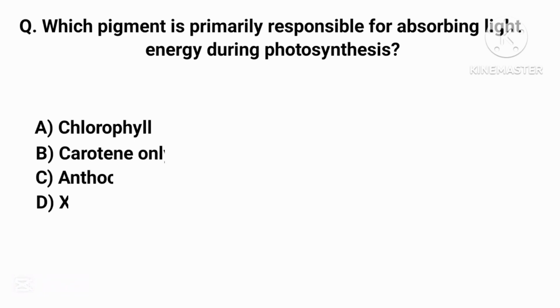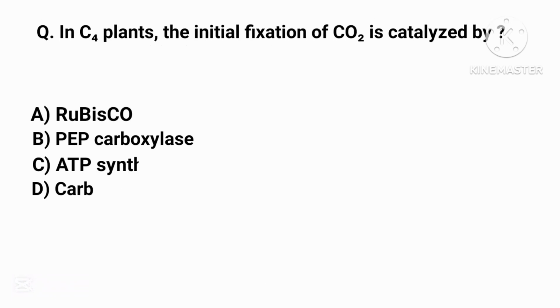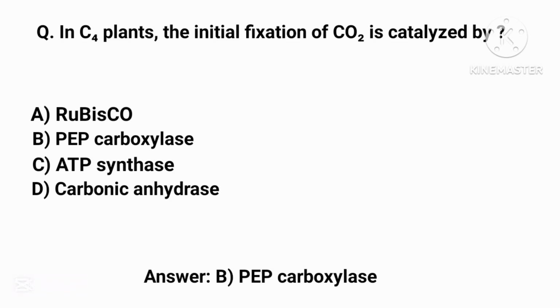Which pigment is primarily responsible for absorbing light energy during photosynthesis? Correct answer is option A, chlorophyll. In C4 plants, the initial fixation of carbon dioxide is catalyzed by? Correct answer is option B, PEP carboxylase.